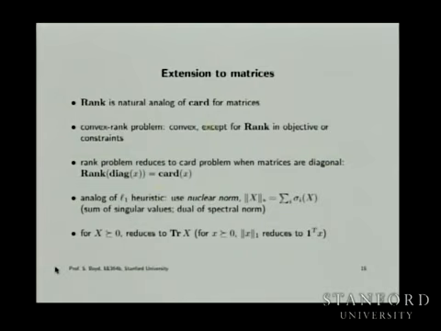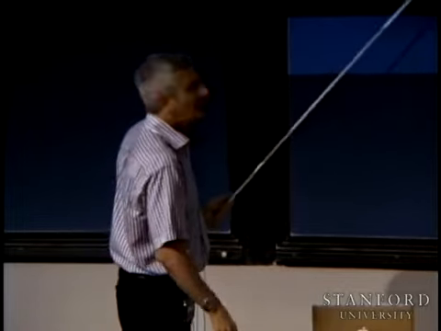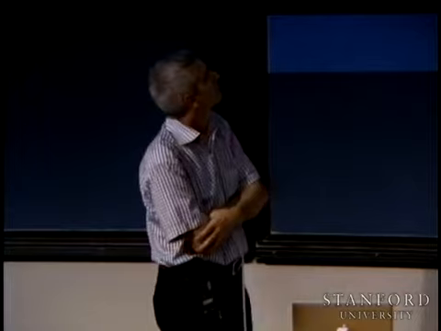Now, a convex rank problem, that's a convex problem, except you have a rank constraint or a rank objective. These come up all the time. And they're actually related. If you have a diagonal matrix and the rank of it is the cardinality of the diagonal, that's kind of obvious. But the interesting part is, what's the analog of the L1 heuristic? And it turns out it's the nuclear norm, which is the dual of the spectral norm, or maximum singular value. And it's the sum of the singular values of a matrix. So that's it. It's not simple, but that's what it is. It's the sum of the singular values.